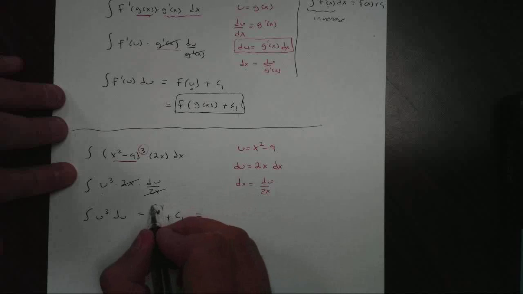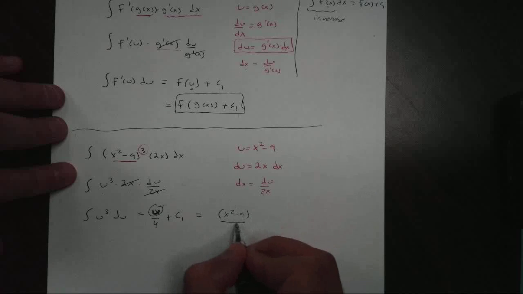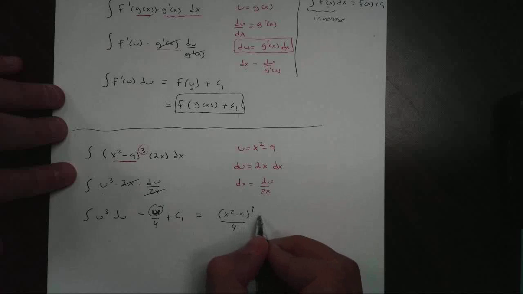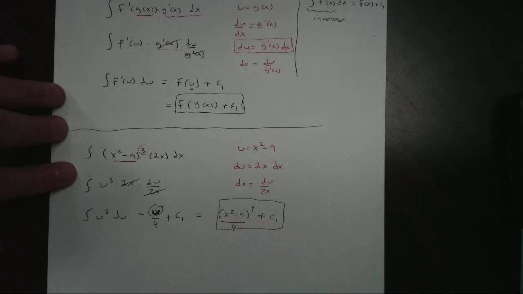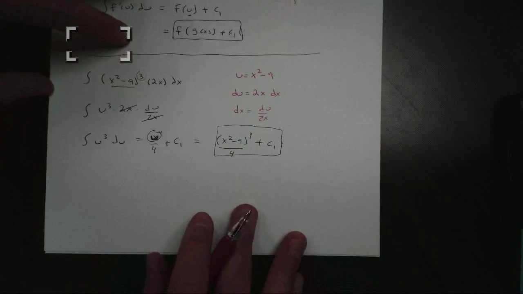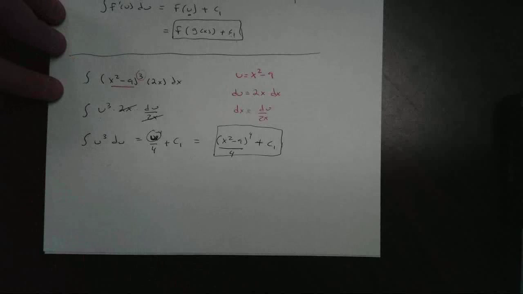And at the very last step, put your u back in. x squared minus 9, to the fourth, over 4, plus c1. And there's your answer. And we can do this with all sorts of problems. Let's take a look at a trig problem.